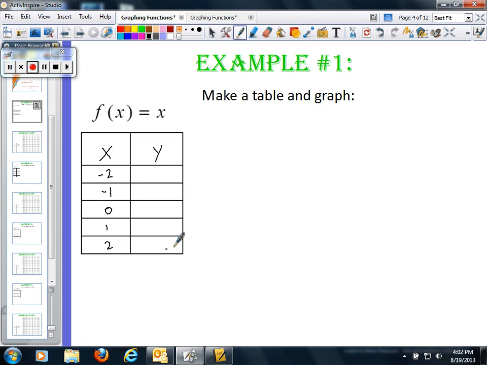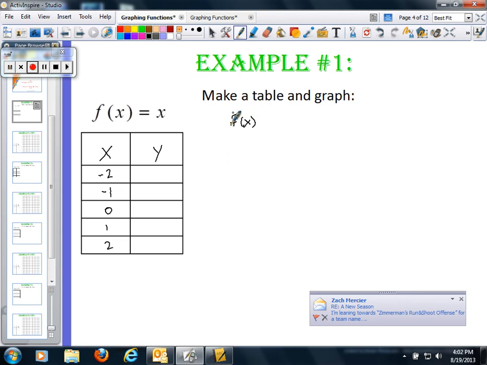Now, to figure out the y value, I'm going to plug -2 in for x. So you're going to get f of x. And one thing you need to understand is that f of x is a way of writing a function. It's a function f in terms of x. That's what this represents. And you need to understand that y is interchangeable with f of x. So f of x equals x. This is what I'm going to use.